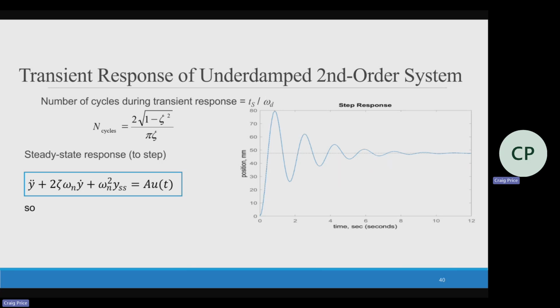Another thing is number of cycles. This is another equation that involves the damping ratio. This is going to tell us how many cycles we have before we reach steady state. How many cycles, just looking at the graph, how many cycles are there?